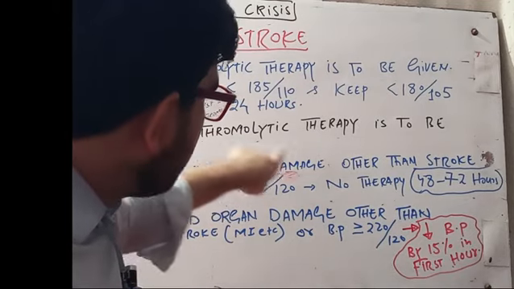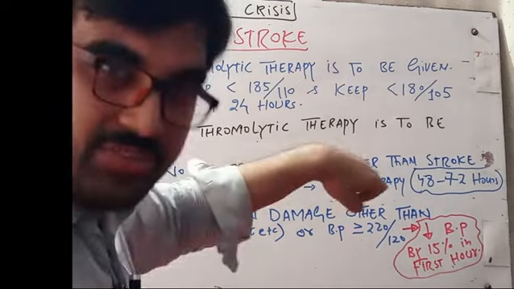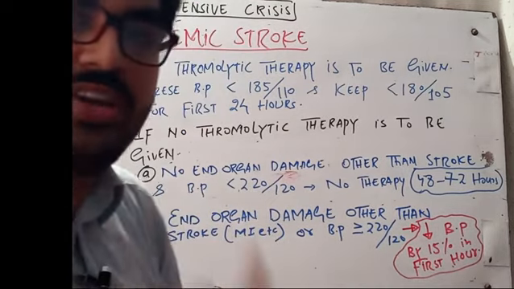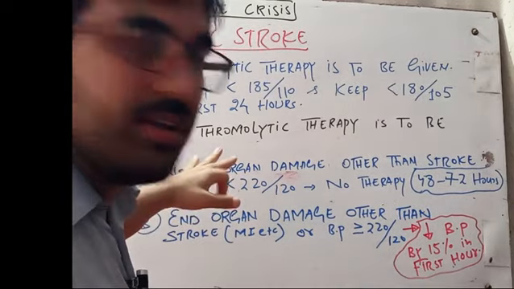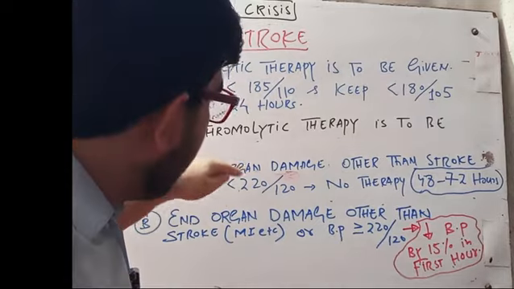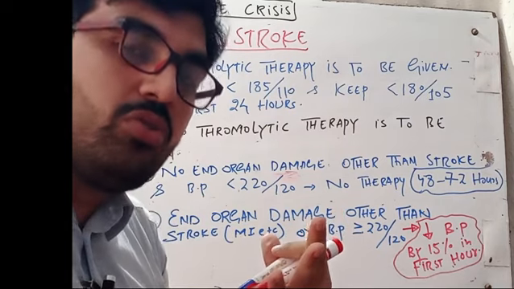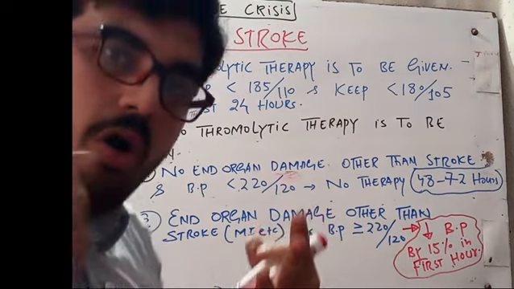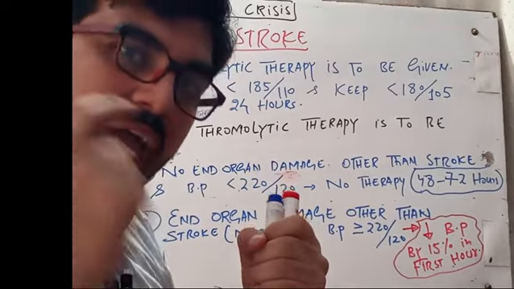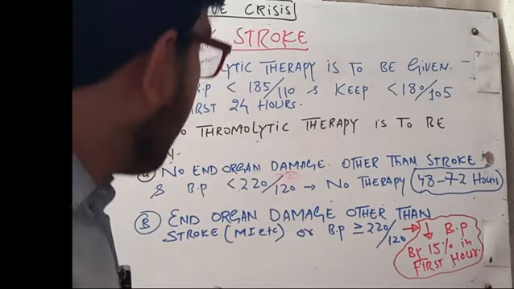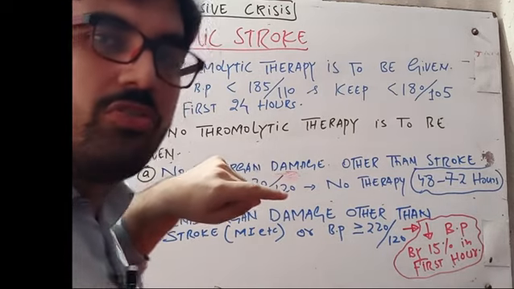Because if the BP is this high, that is more than 220 by 120, there is paralysis of auto-regulation in the brain. The brain cannot auto-regulate. Normally, in a normal person, if the BP comes down, what happens? There is cerebral vasodilation in order to increase the blood flow to the brain. Or when the blood pressure is increased, there is a vasospasm in the brain so as to decrease the blood flow to the brain. But if the BP is this high, the auto-regulation system in the brain is lost.